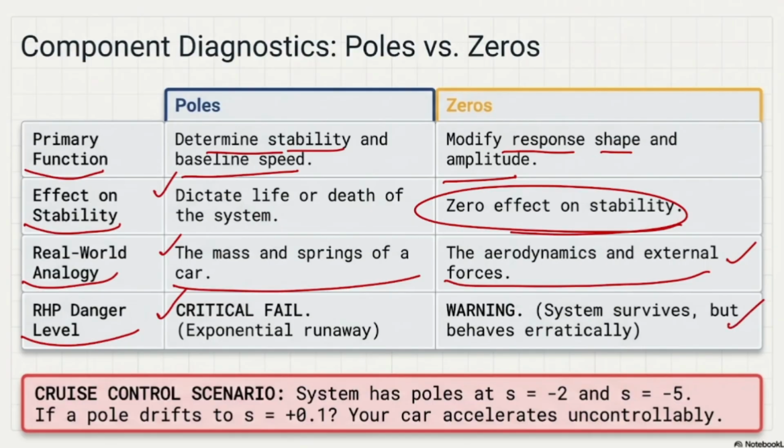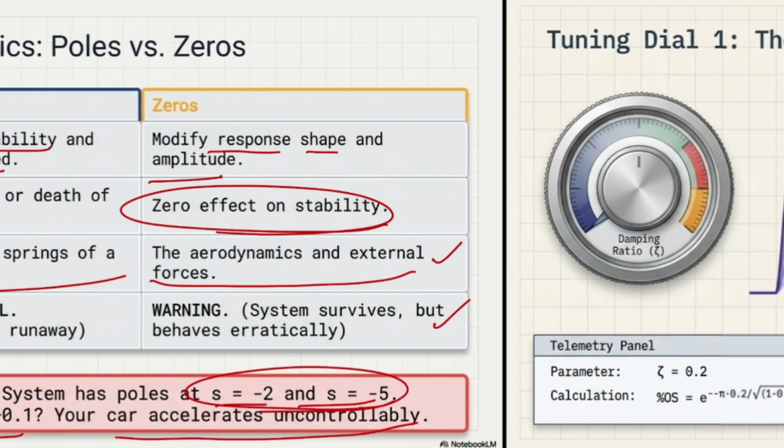We can talk about a very simple example, like the cruise control scenario. Imagine that you had a system just like the last page, and after that you had two poles, s = -2 and s = -5. What would happen if the pole moves to s = +0.1? Your car is going to accelerate uncontrollably. It means that we would like the poles to be on the left side.